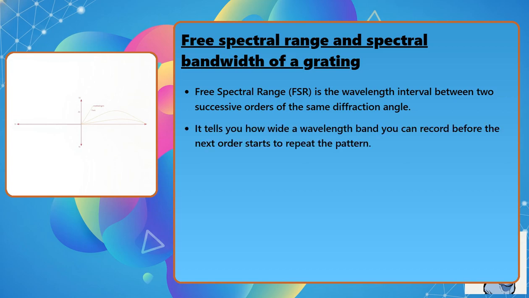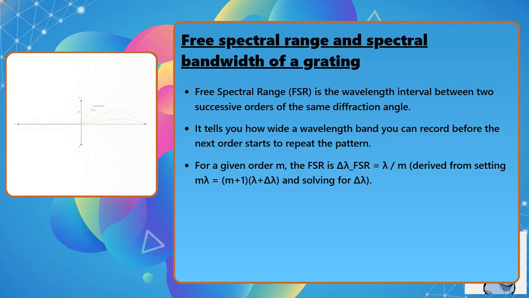Free spectral range, FSR, is the wavelength interval between two successive orders of the same diffraction angle. It tells you how wide a wavelength band you can record before the next order starts to repeat the pattern. For a given order m, the free spectral range is Δλ_FSR equals λ divided by m, derived from setting mλ equals (m+1)(λ + Δλ) and solving for Δλ.